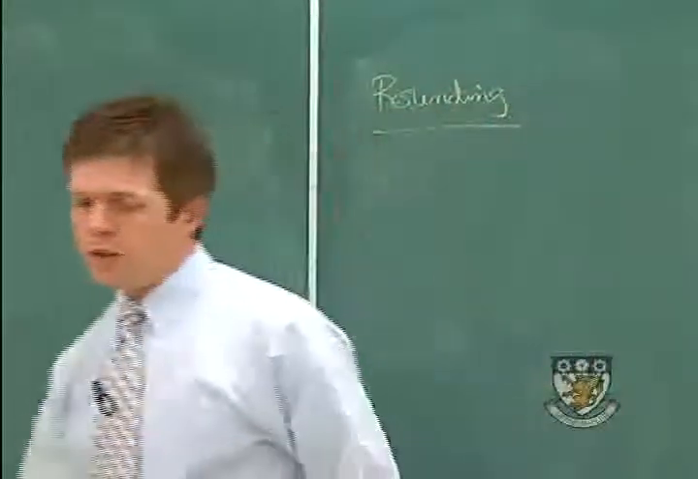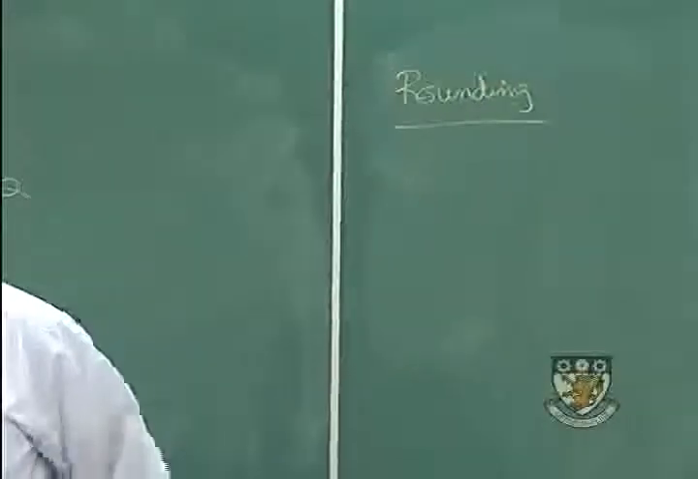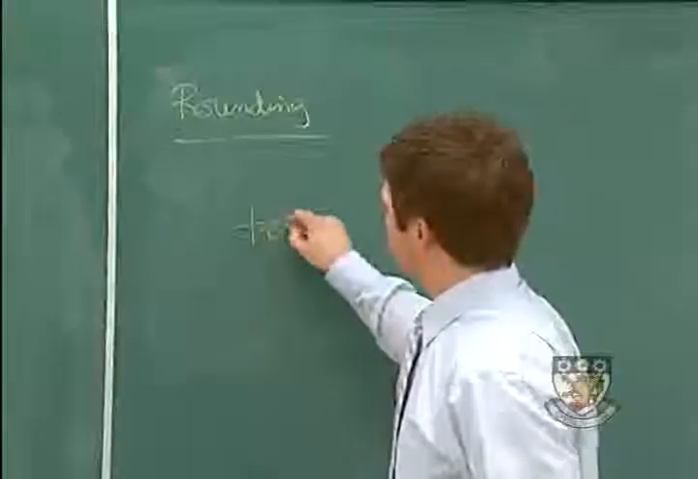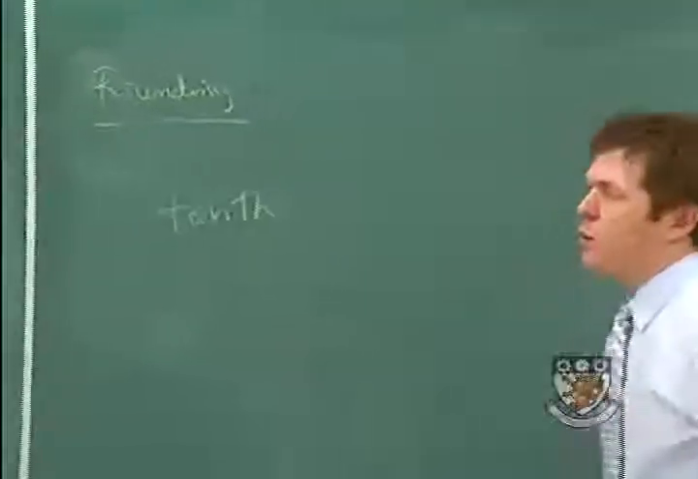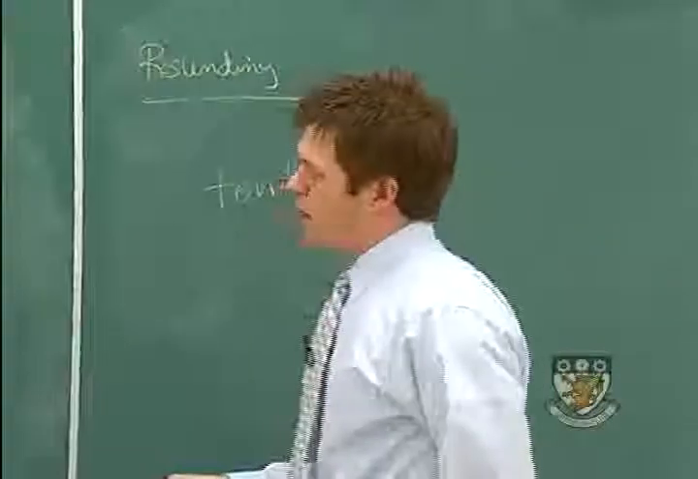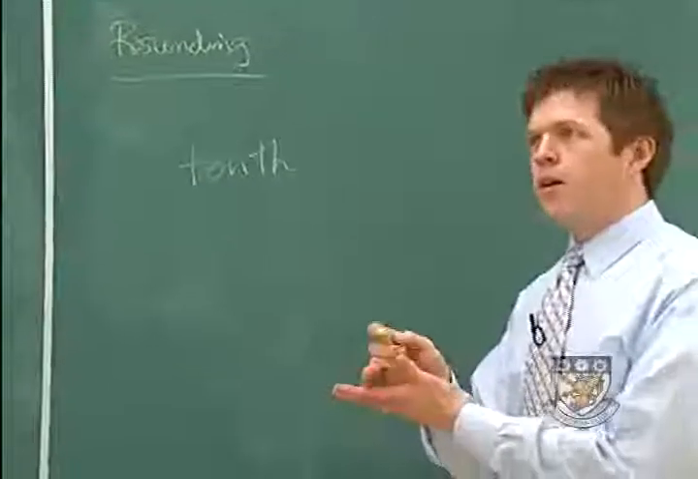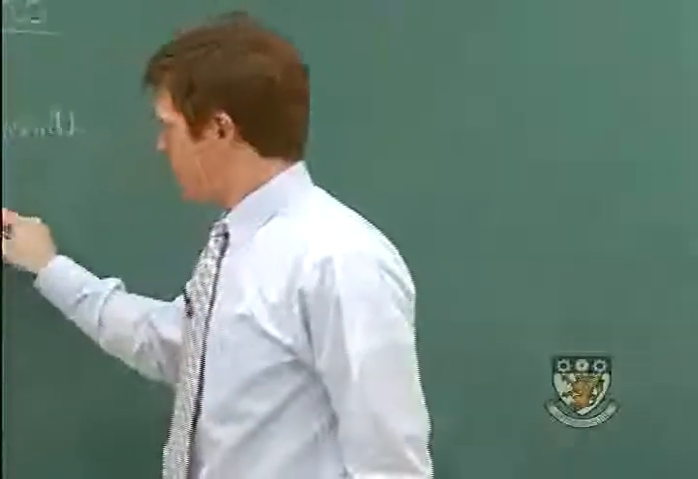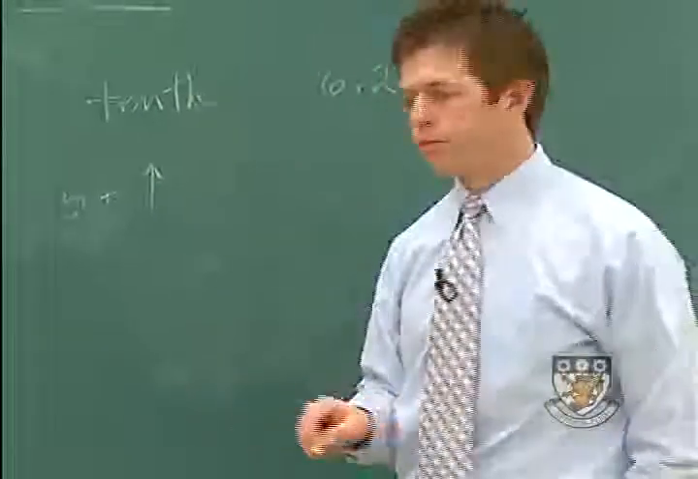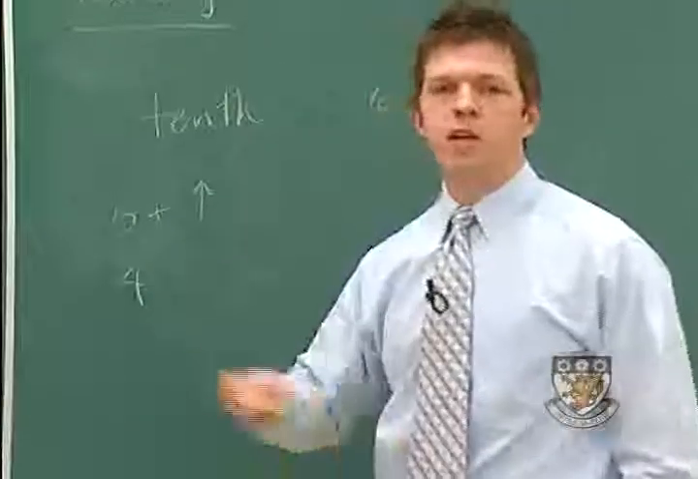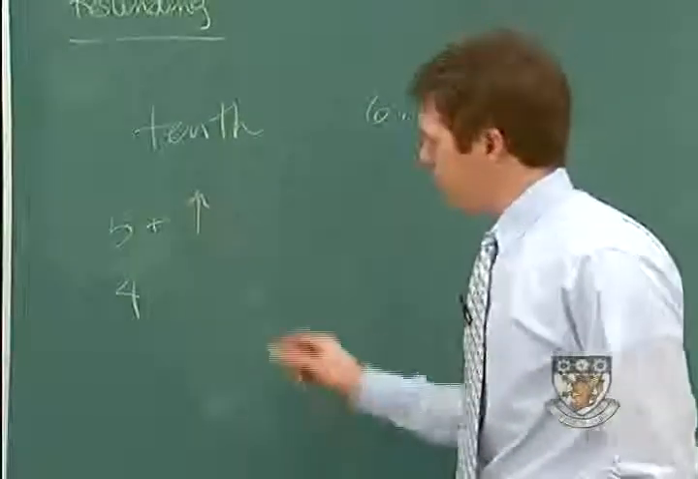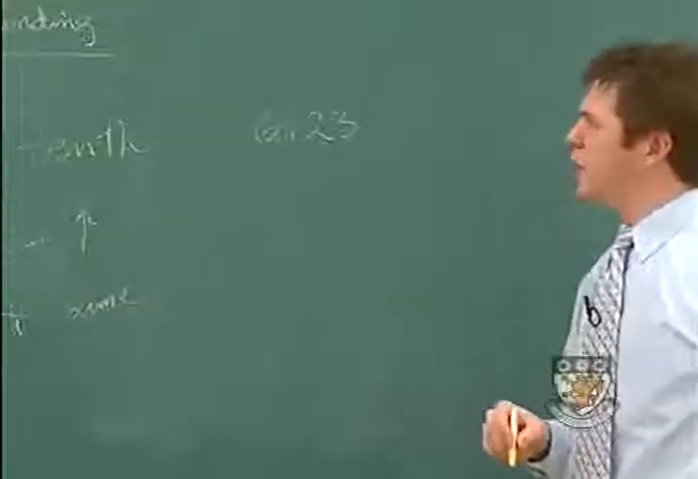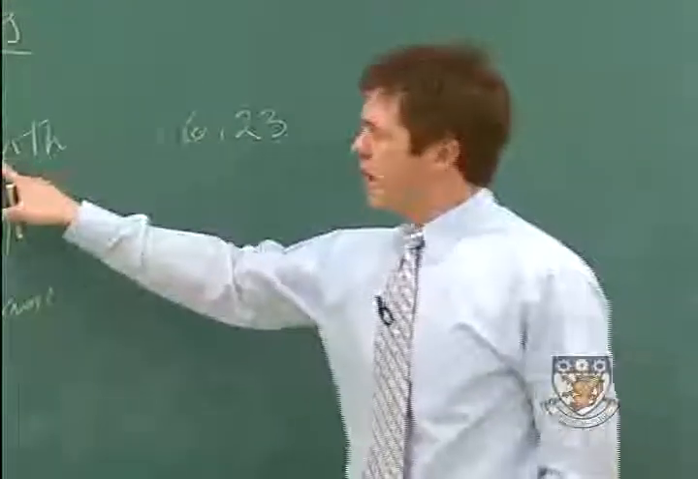That's called rounding. You will be asked to round to the nearest whatever place we're looking for. In this particular case, we're looking for a round to the nearest tenth. Now the decimal places start just past the point. Rules of rounding are 5 or more, you round up. 4 or less, you leave it the same. Okay? No change.